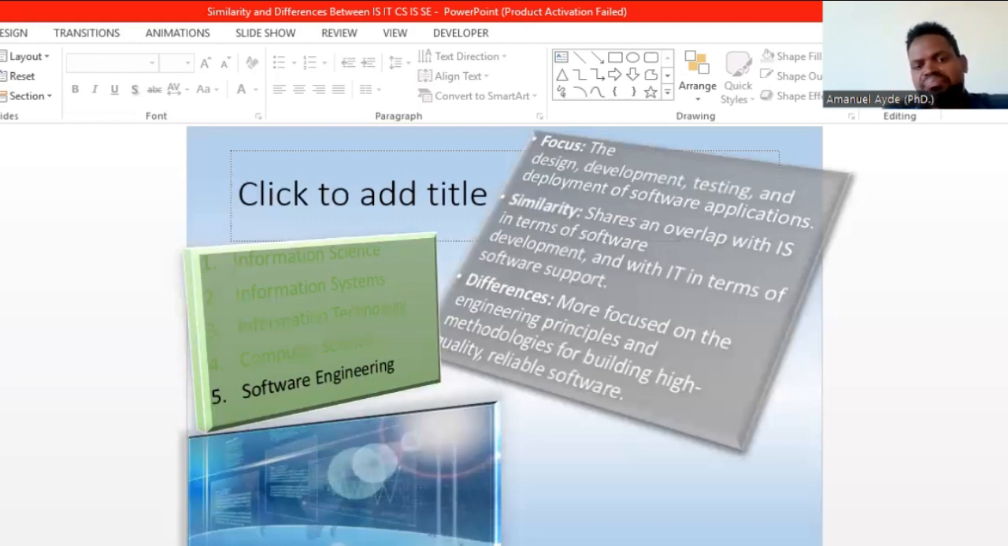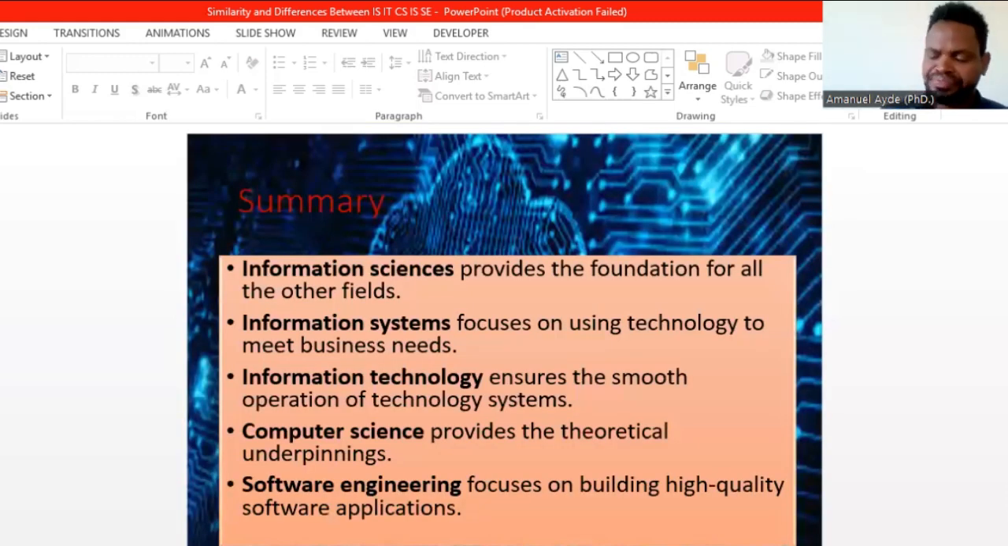So basically, when we say the similarity and differences, when we summarize the core issue, information science provides the foundation for all other fields. Because if there is no information science, information systems, information technology, software engineering, nothing is there, because they are all based on the principles of information science, which is a core for technology. When we say information technology is nothing without information, so we need information science.